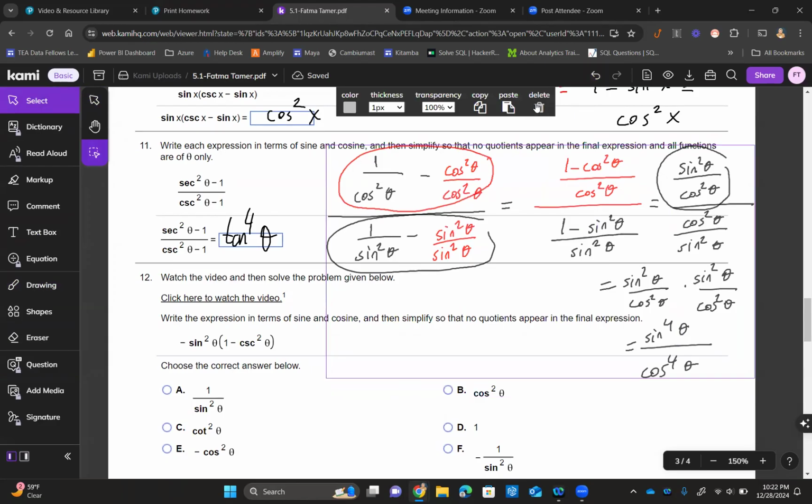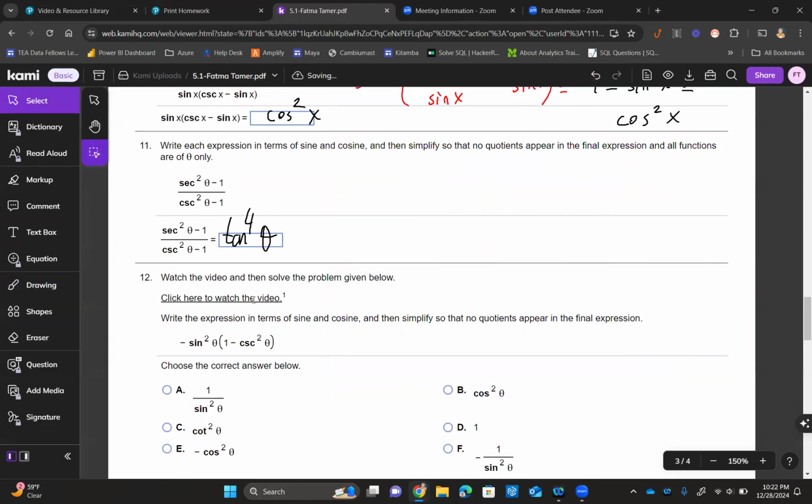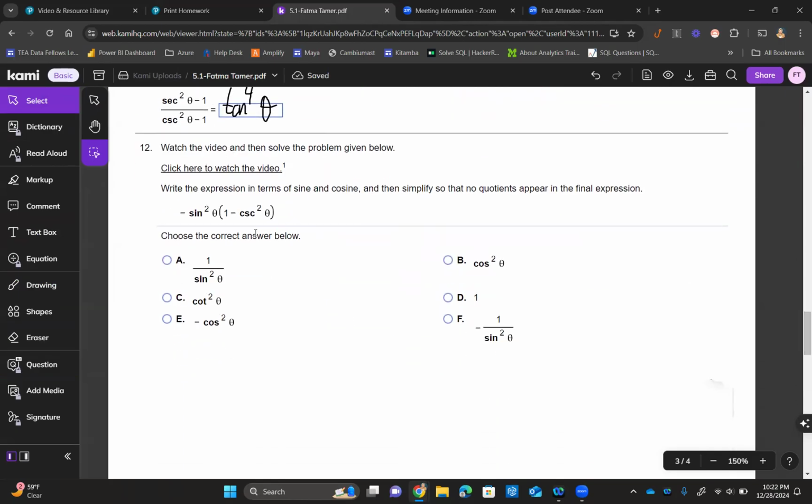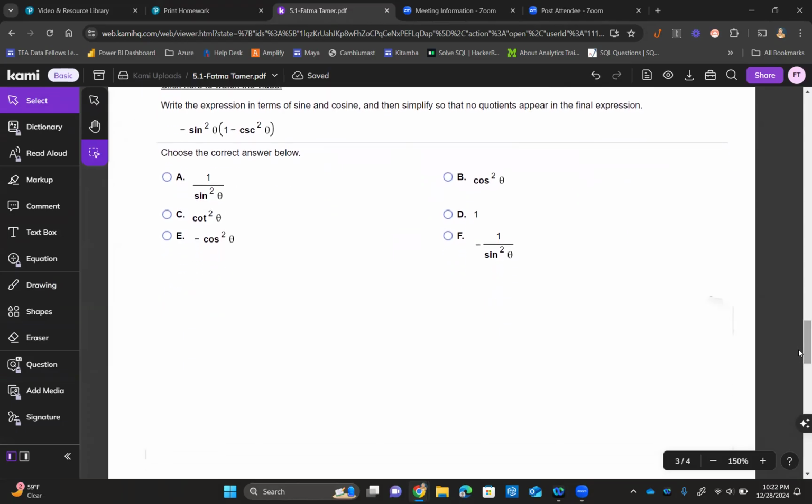The last question on the homework is, there's a video that you should click and watch before you do this homework. It's very similar to another one we did. Probably you will watch the video to learn this concept more, but let's practice this one more time.